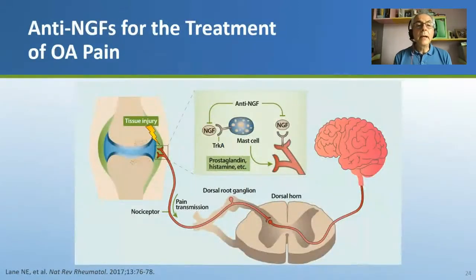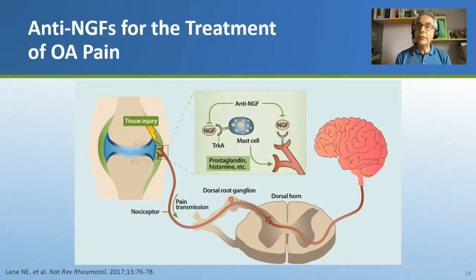So we're talking here about a phase 3 parallel group placebo-controlled study of subcutaneous tanezumab in difficult to treat patients with knee or hip OA, defined by an inadequate response or intolerance to paracetamol, NSAIDs, and opioids or tramadol. And these were the inclusion criteria with a knee or hip OA.